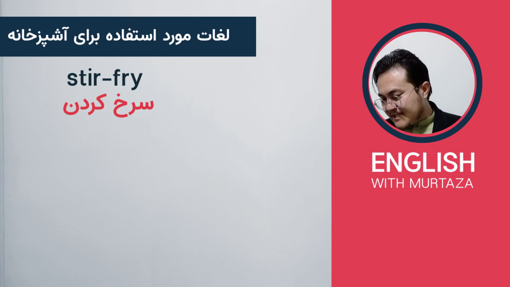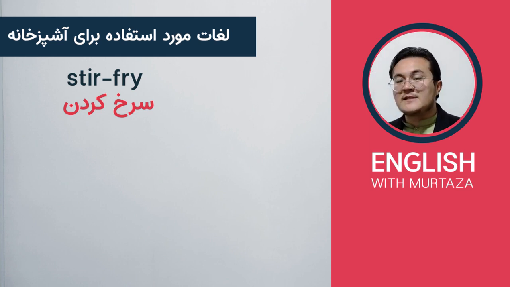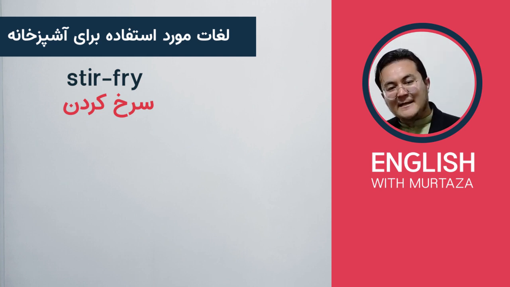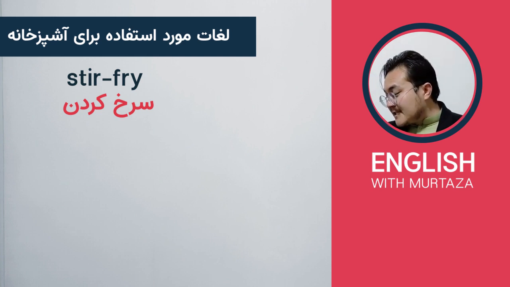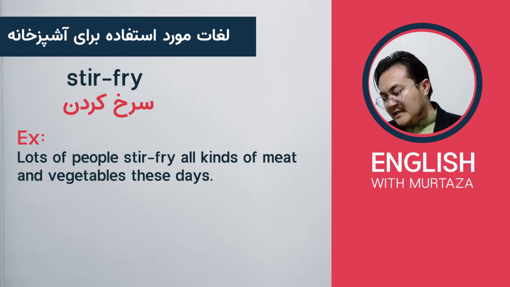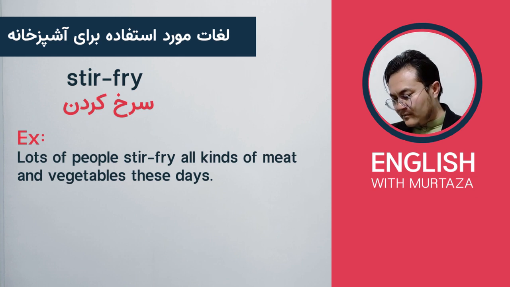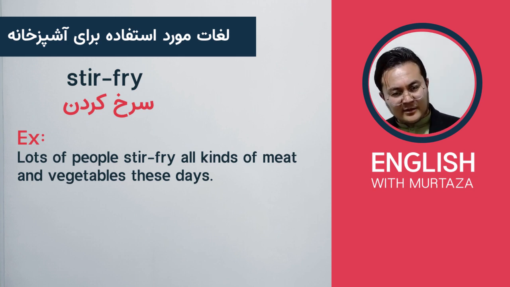Stir fry. Stir fry is another word. It's a verb. فعل. To fry quickly over a high heat while stirring. شما اگر یک غذای را به هم زدن بخواین سرخ کنین, that is called stir fry. So, lots of people stir fry all kinds of meat and vegetables these days. تعداد زیادی از مردم اکثریت و همه انواع غذاها را من جمله گوشت و سبزیجات امروزه چیکار میکنن؟ سرخ میکنن.